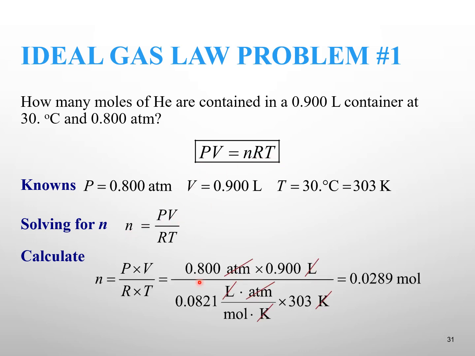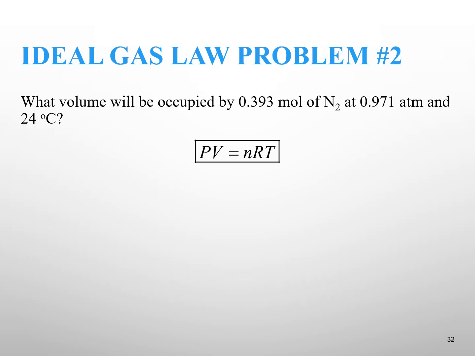Plug all those numbers in, PV over RT, and you see all the units cancel off. The liters cancel, atm cancel, Kelvin cancels, and you have moles left over. So our answer here is 0.0289 moles of helium gas. Next question: what is the volume that will be occupied by 0.393 moles of N2 gas at 0.971 atm and 24 degrees Celsius? Remember, convert this to Kelvin, never use Celsius.